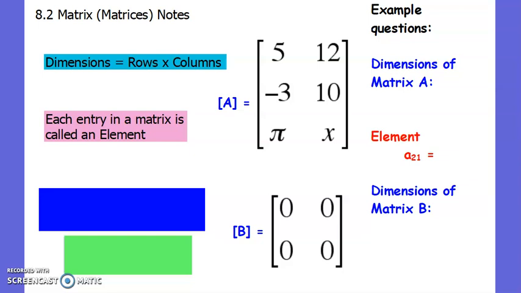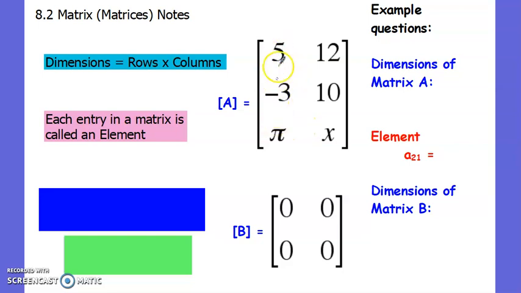So realize when we're looking at these two matrices here at the right, the top matrix we call matrix A. You'll notice the squared off brackets. That's the correct symbol for a matrix. Again, it's got three rows. Rows work their way from left to right. So if you're looking at matrix A, 5 12 would be considered the first row from left to right. Negative 3 10 would be considered the second row, and pi x the third row.